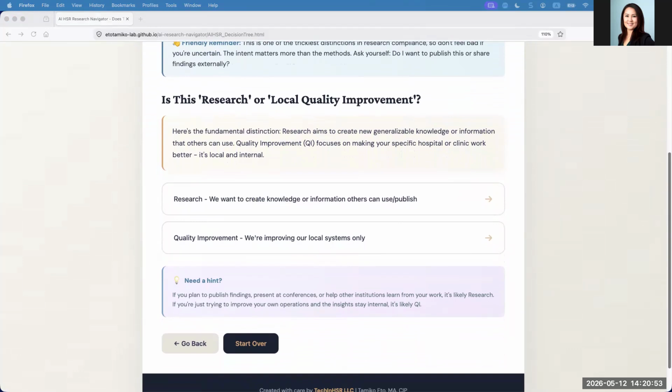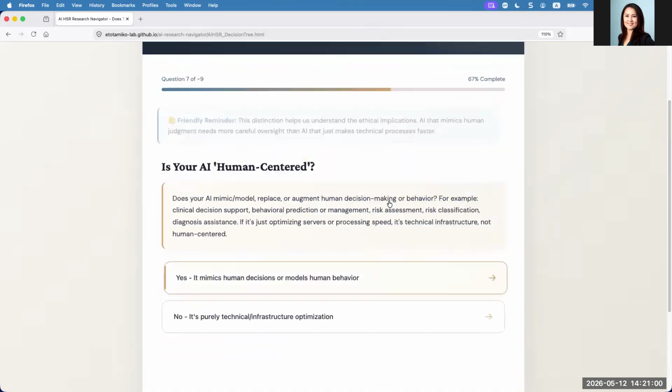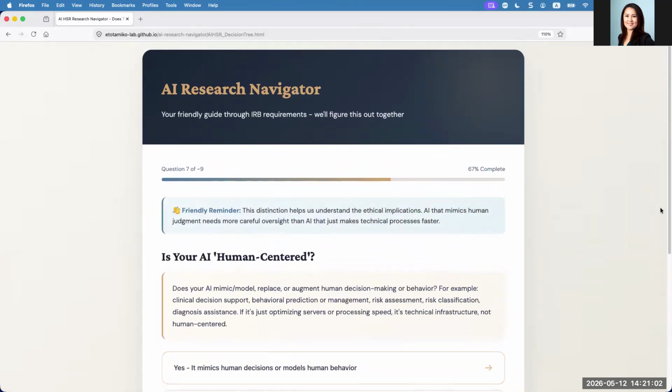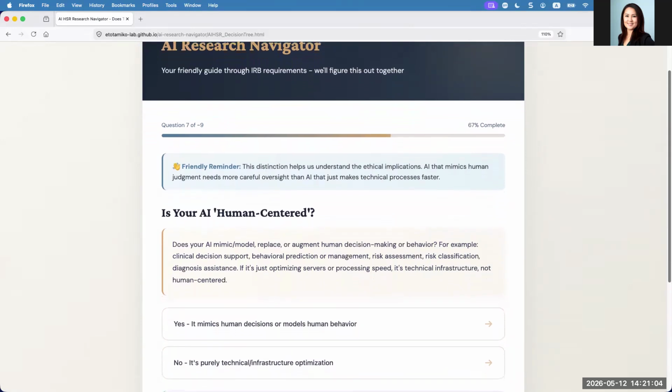But here we know we are trying to contribute to the field, so we're going to go ahead and click research because we want to create knowledge that other people can use for publishing.